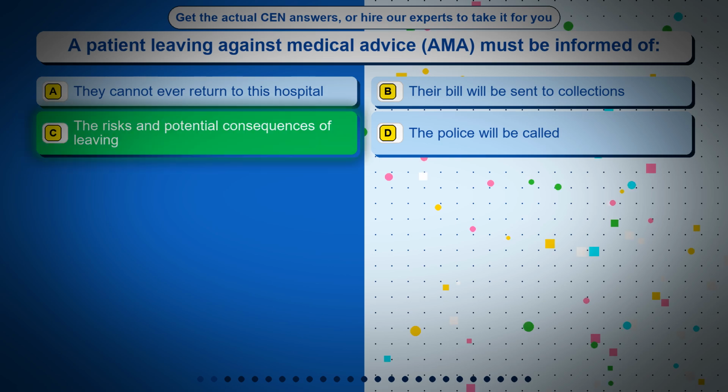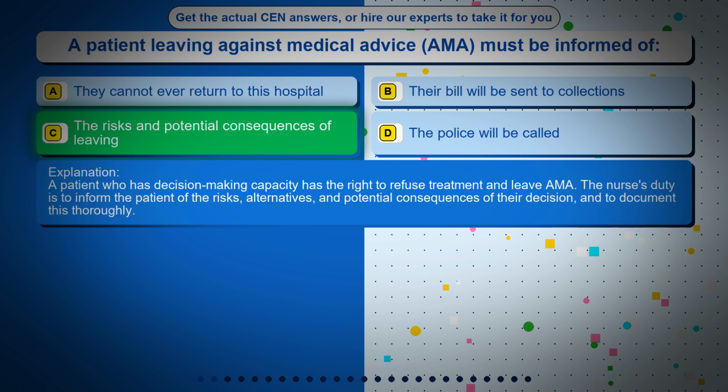The correct answer is option C. The risks and potential consequences of leaving. A patient who has decision-making capacity has the right to refuse treatment and leave AMA. The nurse's duty is to inform the patient of the risks, alternatives, and potential consequences of their decision, and to document this thoroughly.